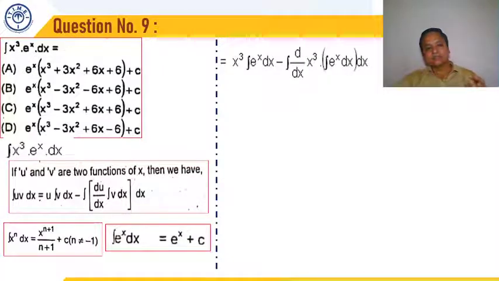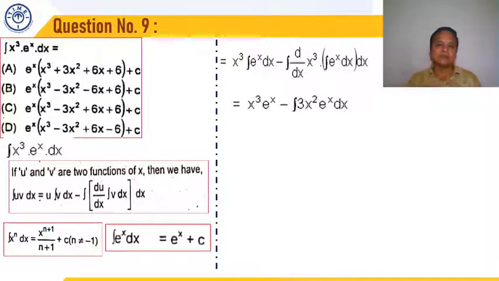Now we can say we take the first function as algebraic, x cube, integration of second function, minus integration of differentiation of first function, which is x cube, multiplied by integration of second function, into dx. Integration of e to the power x is by default e to the power x. So the first term becomes x cube e to the power x minus differentiation of x cube, which is 3x square. The function which is algebraic in x, its degree reduces by 1 on differentiating, and multiplied by e to the power x dx, which is again e to the power x.